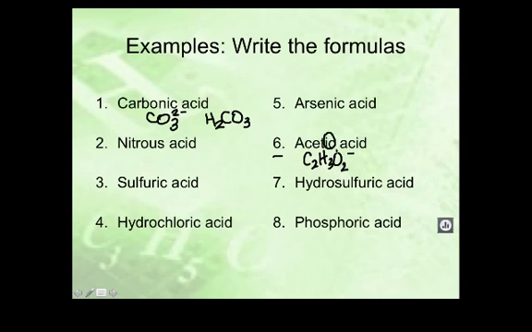All right, so now if I know this is a -1 charge, that tells us we only need 1 hydrogen in front of it. Get rid of that charge because now we're balanced. It all adds up to 0. So that's it. That's the formula for acetic acid.